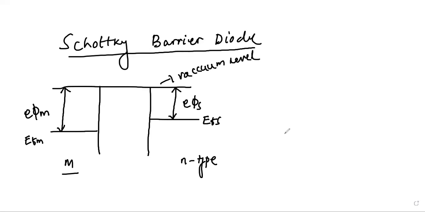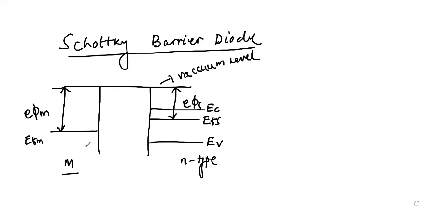Then, as we said, for an N-type semiconductor the conduction band will be close to the Fermi energy level. This is the minimum value of the conduction energy band, and this is the valence band. So this is the energy band diagram for N-type, and on this side you can see the metal side.